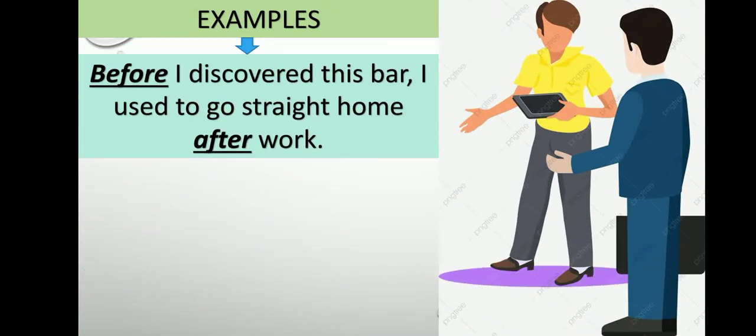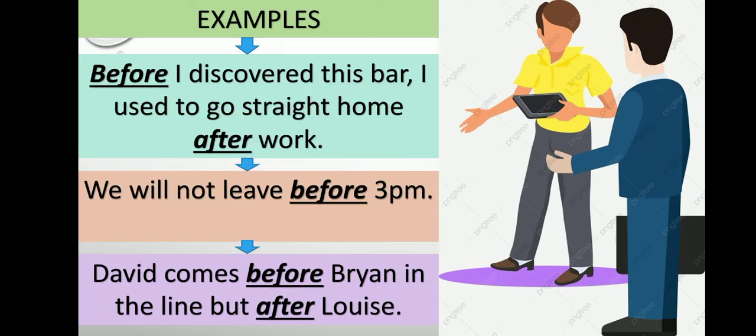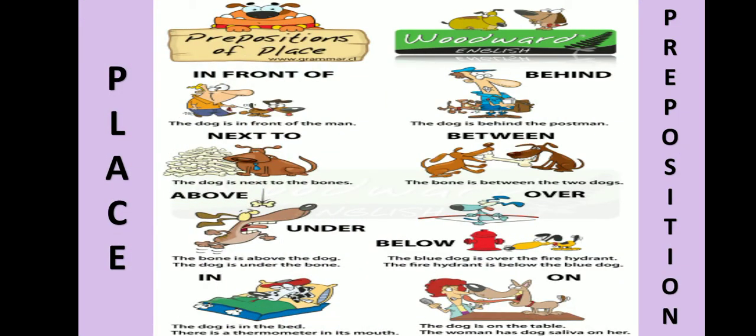Before I discovered this bar, I used to go straight home after work. We will not leave before 3 p.m. David comes before Brian in the line, but after Louise. Let's have some examples of place prepositions. We have here in front of, behind, next to, between, above, under, over, below, in, on, with their specific examples.